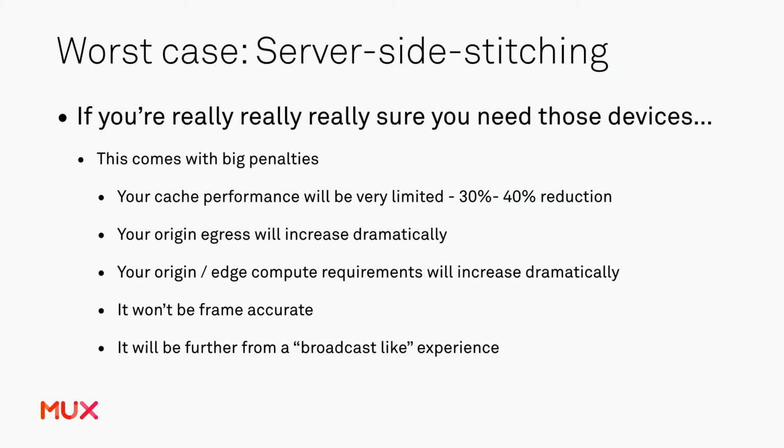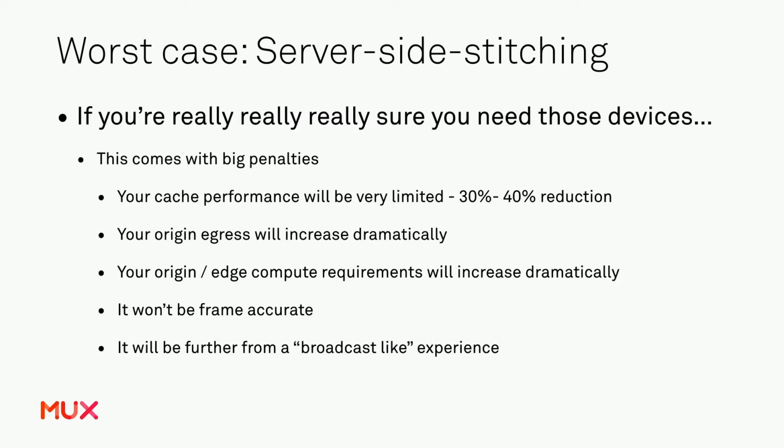Worst case, in my opinion, you can resort to server-side stitching. If you're really, really sure you need to be on every device, server-side stitching will solve a lot of problems because you don't need signal discontinuity, you don't need to tear down and rebuild any decoders. There's big penalties for this, mainly that your cache performance drops by 30 to 40%. This obviously comes with a cost associated with it because origin egress is expensive, often the most expensive piece of building a product. You'll need origin compute. You can't use a dumb origin anymore. You have to have a smart origin.